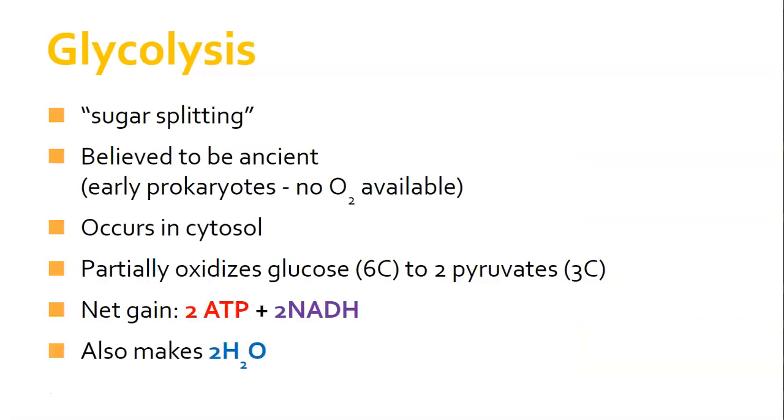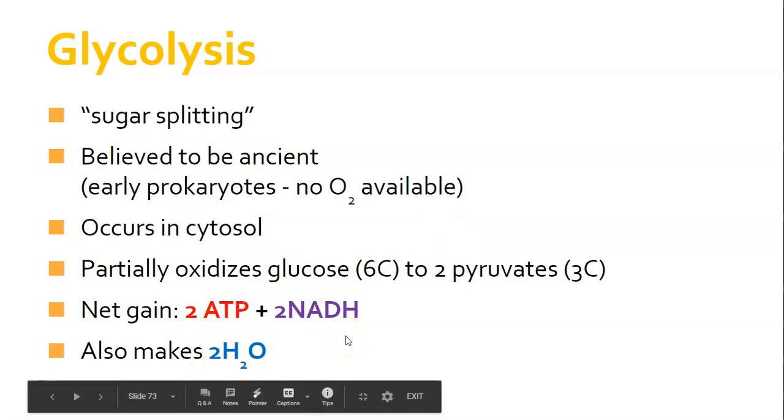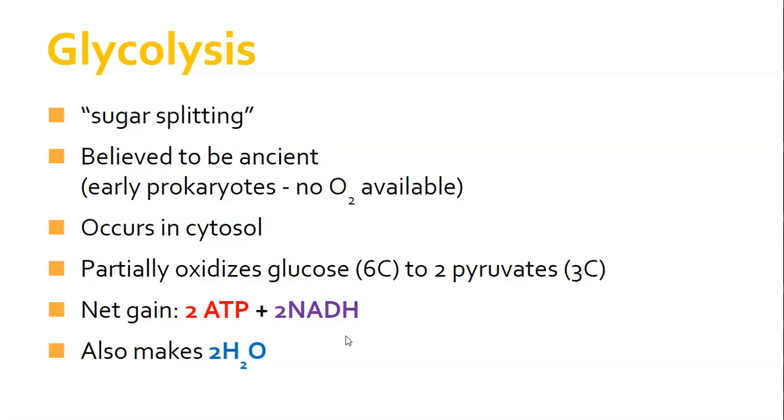It literally means sugar splitting. So it's thought to be ancient because, again, all organisms can do it. It breaks glucose down into 2, 3-carbon pyruvates. Now, there is a little bit of an investment. You need to actually put in a tiny bit of energy to make this part happen because hydrolysis does not always occur by itself and spontaneously. So you actually have to put in 2 ATP. It makes 4. So when it says net gain, you get a total of 2. You had to spend 2 to get 4. And then you make a couple NADH molecules. In addition, we also make water.